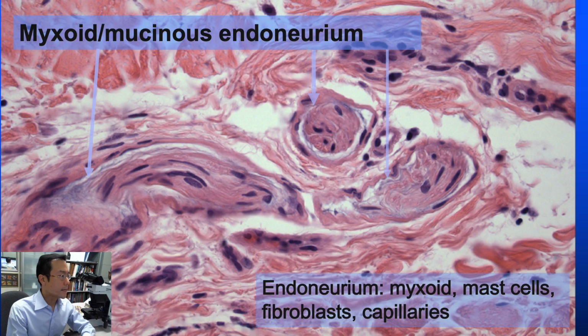At higher magnification and sectioned a bit more longitudinally, we can see the central portion composed of neurons and Schwann cells. We can see that myxoid or mucinous stroma of the endoneurium and then the surrounding perineurium. And the endoneurium does contain many structures: capillaries, mast cells, fibroblasts, but I don't usually see those. I just rely on that myxoid appearance to identify a mature, fully differentiated nerve fiber.